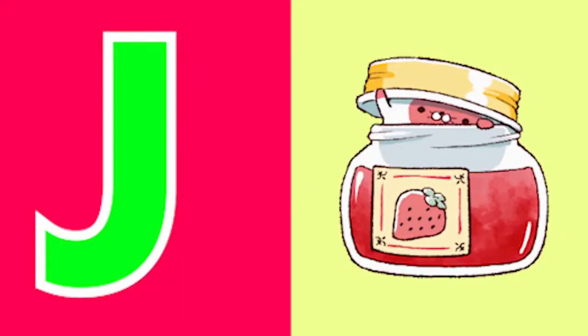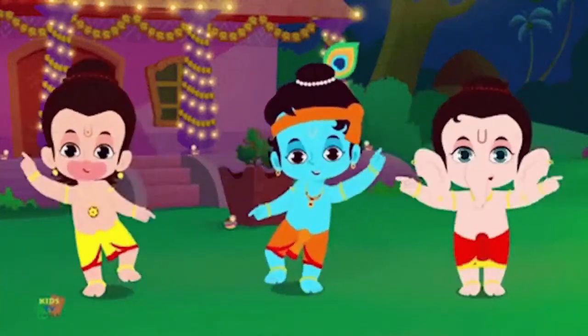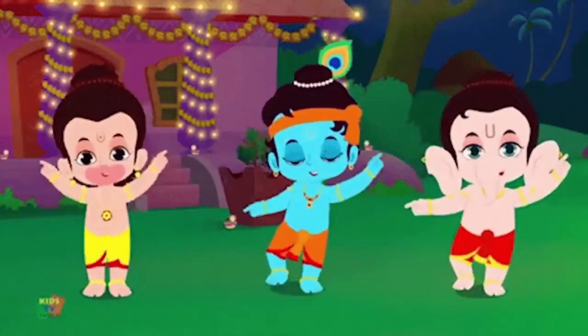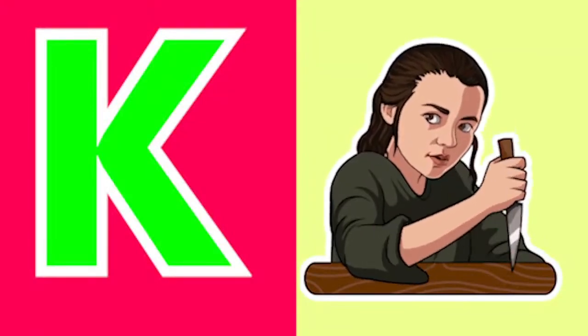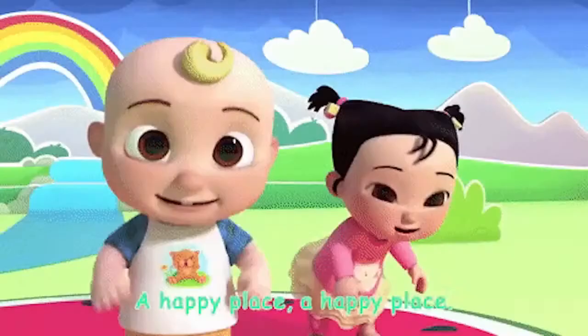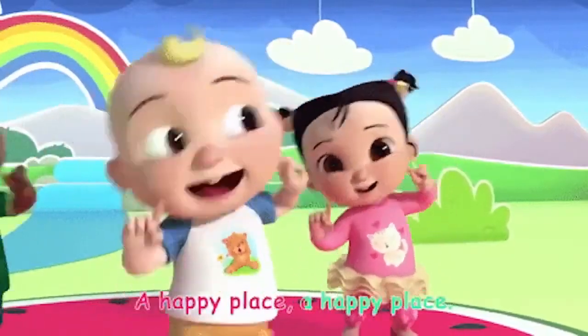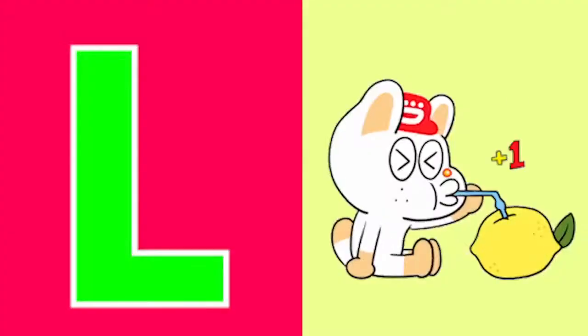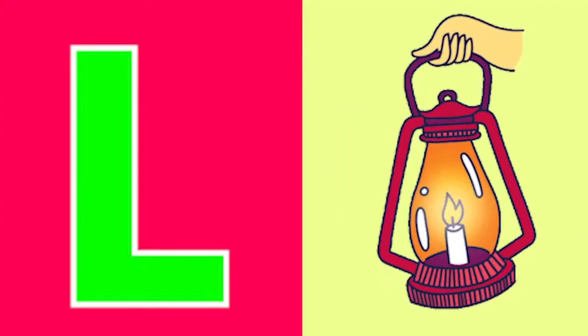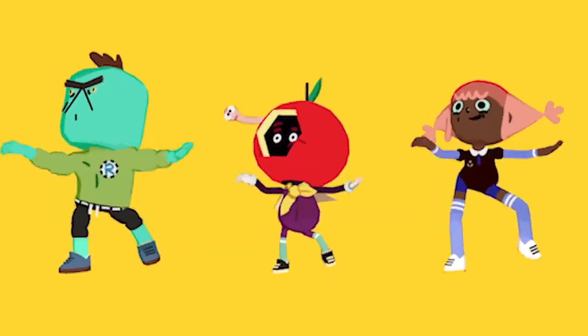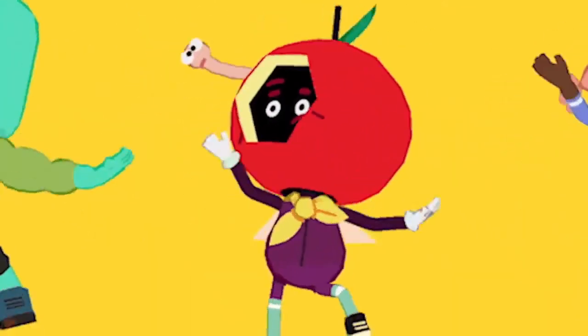D for jam. J, j, j. K for knife and K for key. K, k, k. L for lemon and L for lamb. L, l, l.